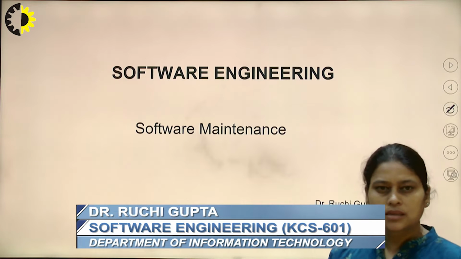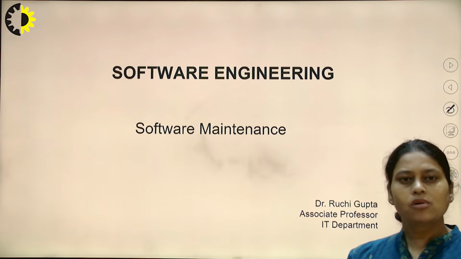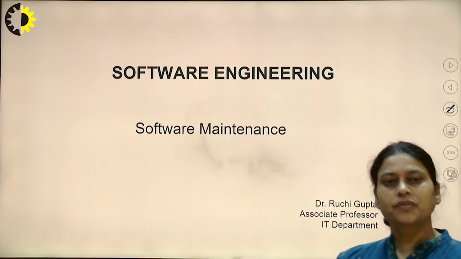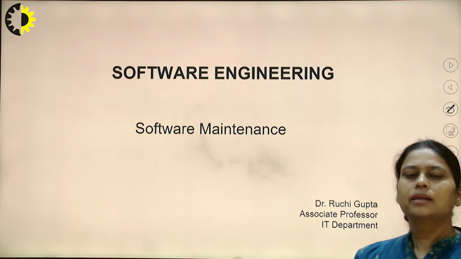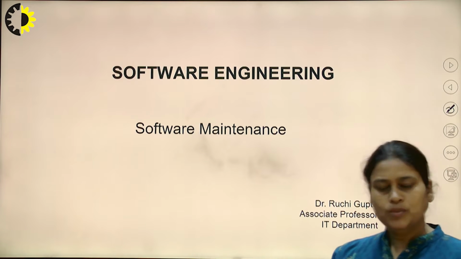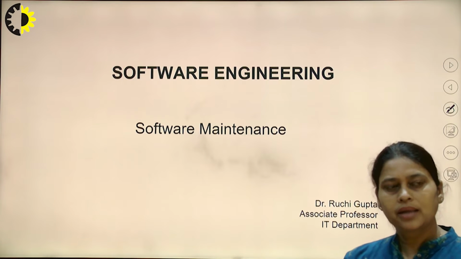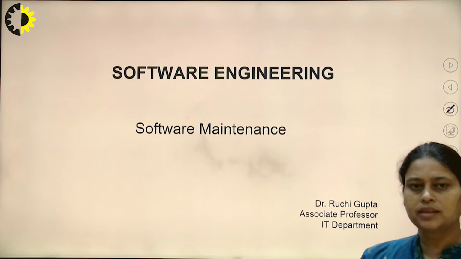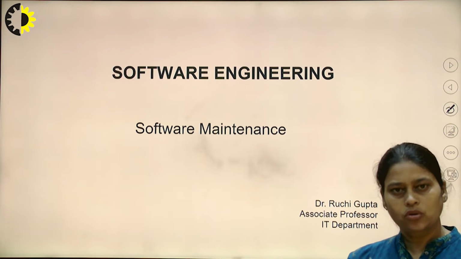Today, we will discuss the last phase of SDLC, that is software maintenance phase. As I have already discussed all the phases in details, the first phase of SDLC is the software requirement and specification phase, and the outcome of this phase is SRS. Then we go on to the next phase of SDLC, that is software designing phase.